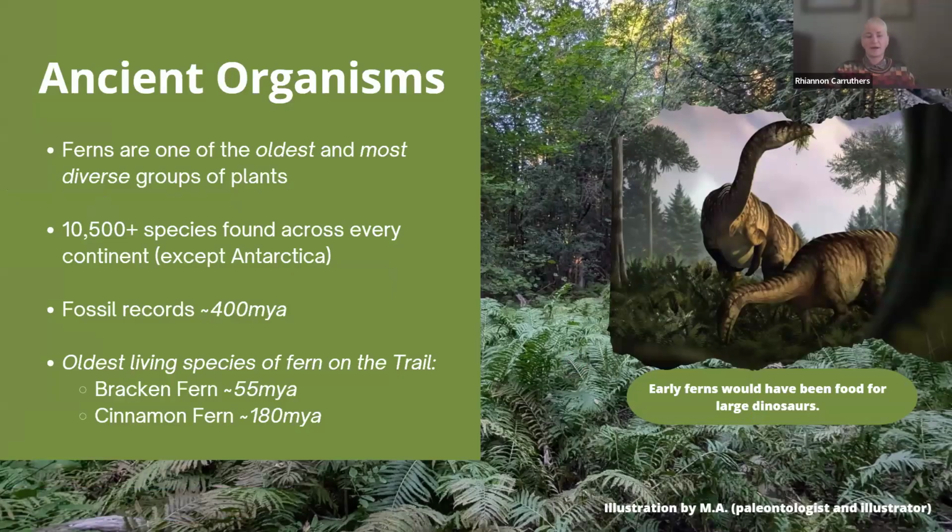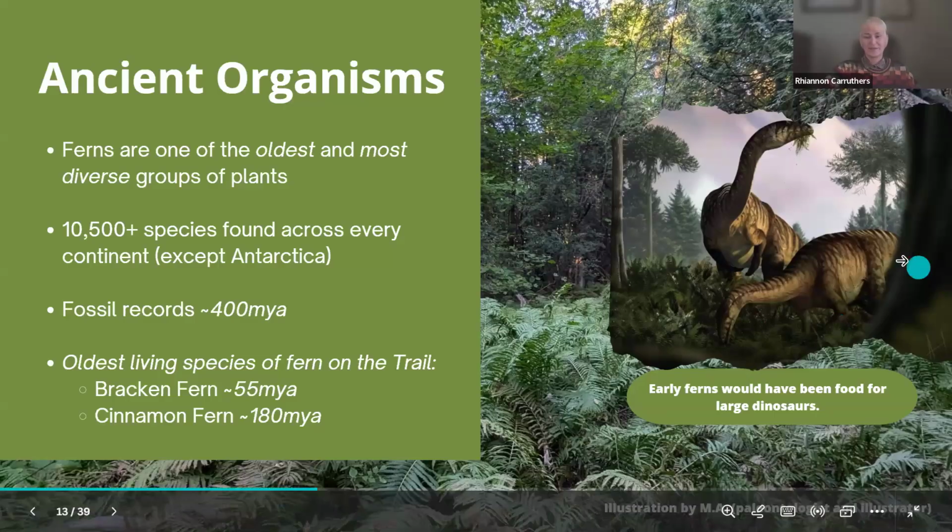Fossil records are dating back 400 million years ago. So these ferns would have been food for large dinosaurs. We have ferns that you can find on the trail today that have not changed in 180 million years. So our cinnamon fern is one of the oldest living species of fern. And then similarly, our bracken fern, two species that you can find on the trail that look exactly the way they did 180 million years ago. So that's one of the things that makes them so cool.